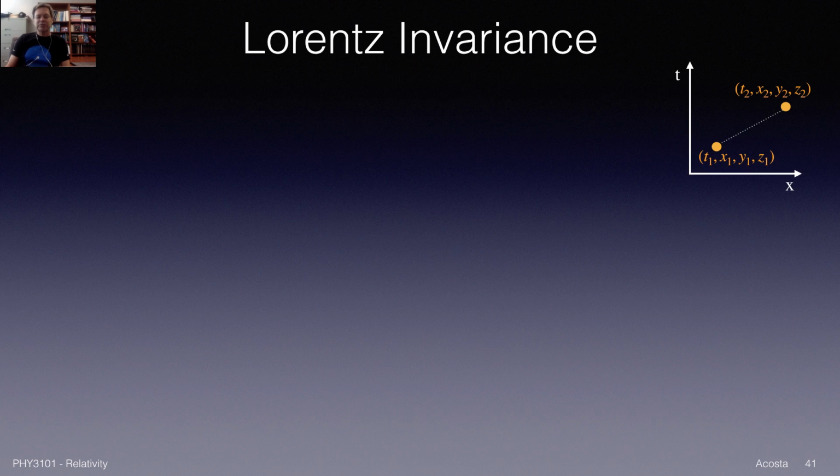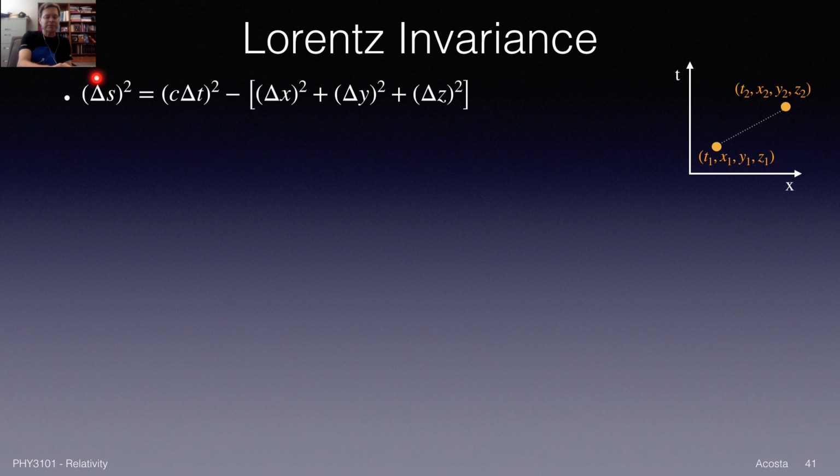Well, we can talk about two events, event 1 and event 2, shown here on this time versus x-axis. They each have coordinates, 3 spatial coordinates and a time coordinate. And we can compute a measure between them, shown here, that delta s squared is c delta t squared minus the sum of the squares of delta x squared plus delta y squared plus delta z squared. That difference in squares turns out to be invariant from one inertial frame to the next in special relativity.